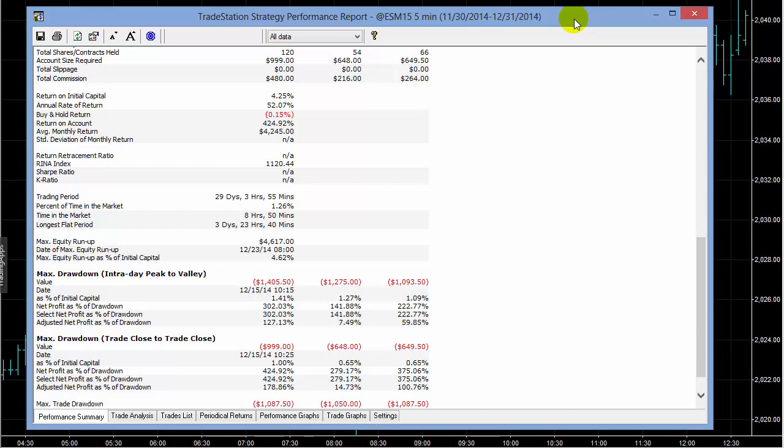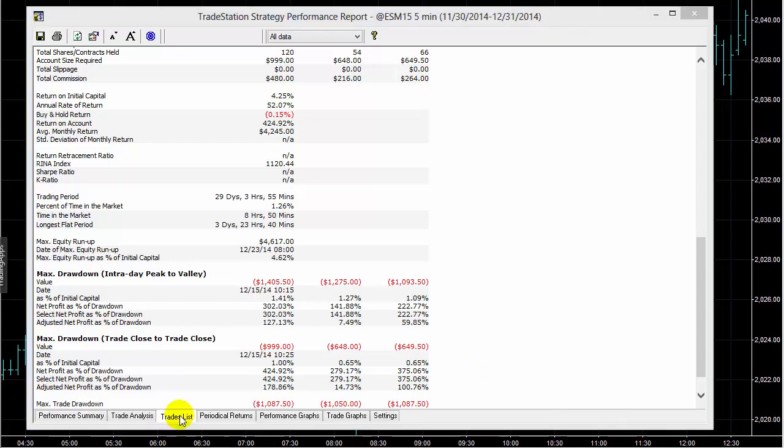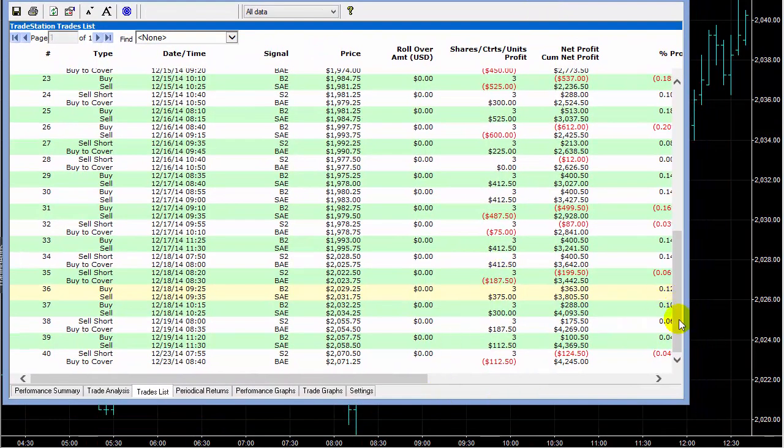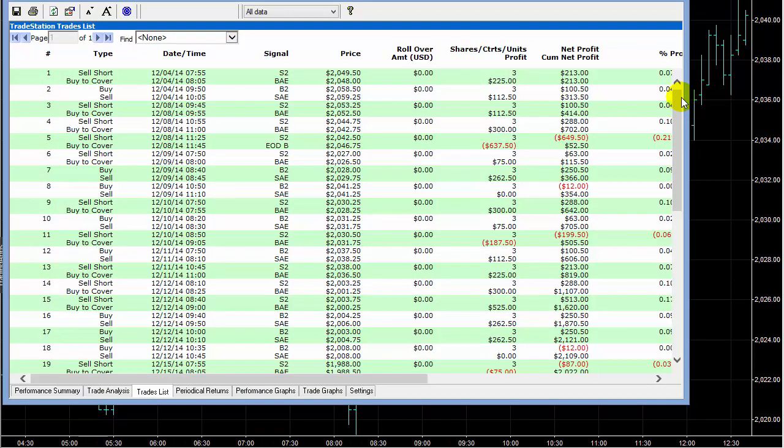So let's dive into this and show you exactly how we generate those numbers. To do that, I'm going to look at my trade list. Here are all the trades. I have 40 of them, as you can see, including commission. It shows me every single trade. This is based on three lots, as you can tell, including $4 commission per contract. So trade number one, you could see, $225 minus $12 commission, because it's $4 per contract, gives me $213.